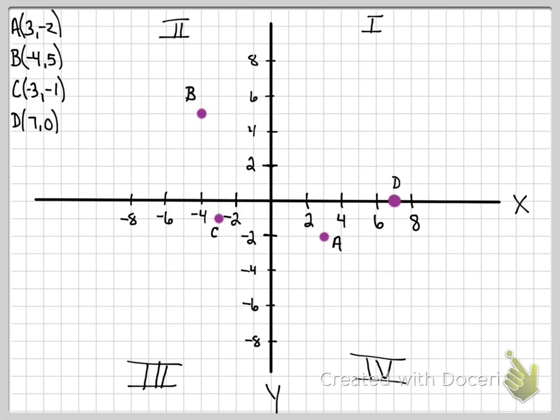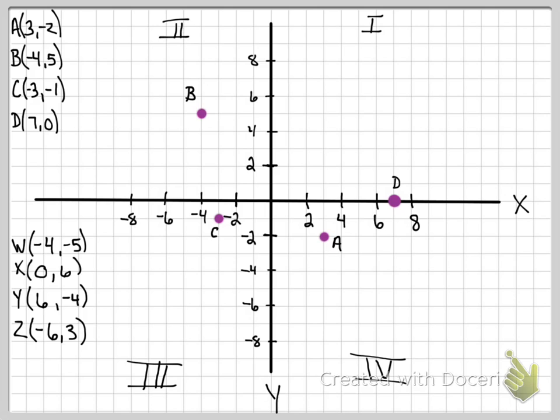All right, do you think you can do 4 more? All right, here we go. Points W, X, Y, and Z. Okay, so now, well, yeah, let's do it this way. Point W is going to be at negative 4, negative 5. Point X is going to be at 0, 6. Point Y is going to be at 6, negative 4. And point Z is going to be at negative 6, 3.